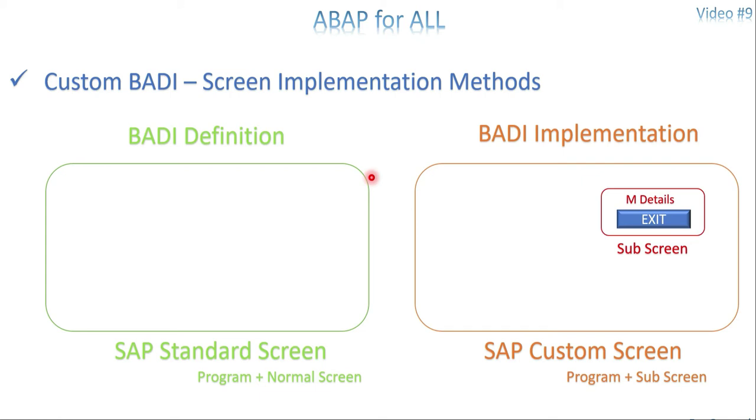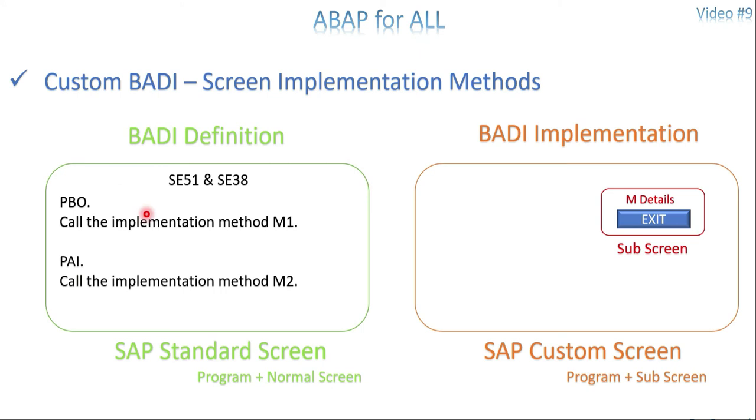Now we are in a BADI. BADI is full of object oriented concepts. So we need to find which method is going to act as PBO and PAI. Everything is a method, right? So in the definition part itself, they have to give a method which is for PBO and which is for PAI. Multiple methods are also possible sometimes. It depends on the design of the BADI.